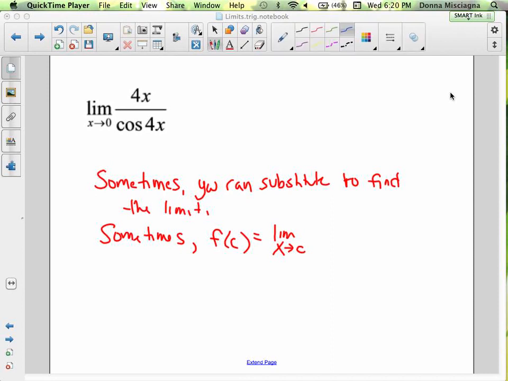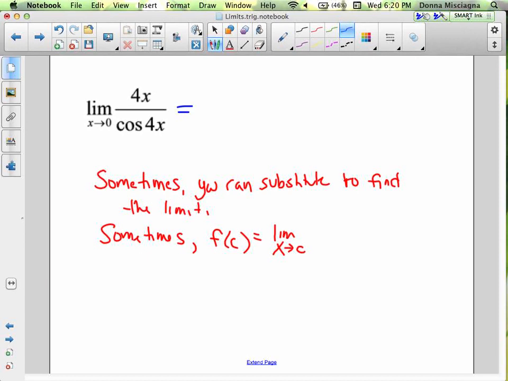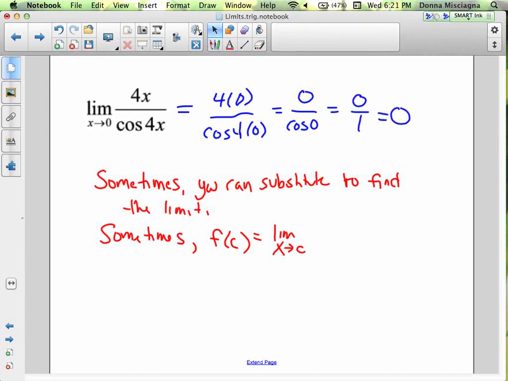So here, nice, easy, no concerns. We'll just substitute in. So we have 4 times 0 divided by cosine of 4 times 0. This is going to be 0 in the numerator. You've got cosine 0 in the denominator, and the cosine of a 0 degree angle, that's 1. And so our limit is 0. Right? So no big stress on this one.